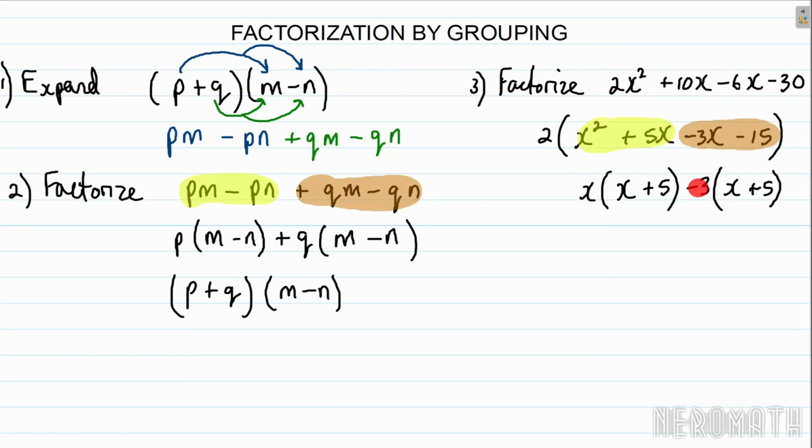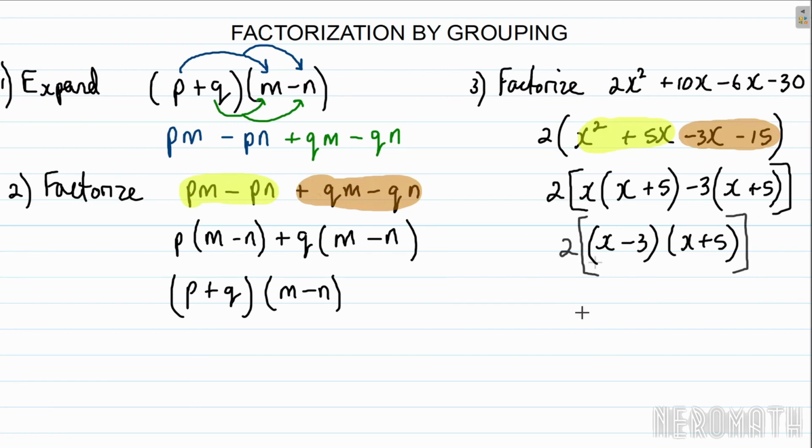Now I'll take the x and the negative 3 and write them in brackets. And then I'll take the x plus 5 that's occurring twice and write that in brackets. Now this is not the final answer. We still have to put back in this 2 that we took out up here. So I write that as 2 and put the brackets like this. And that's your answer.